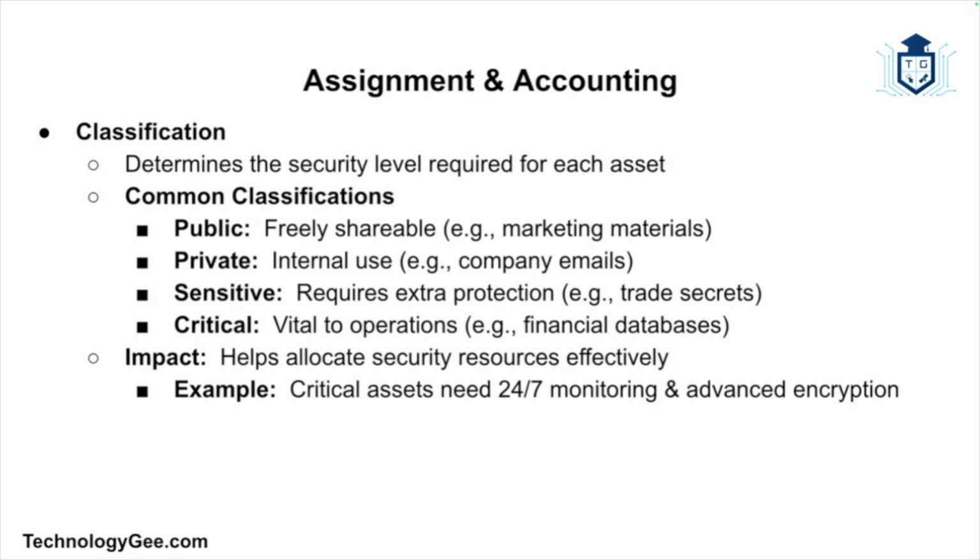And then we have critical classifications. These are assets vital to operations, such as financial databases or network infrastructure. By classifying assets, you can allocate security resources more effectively. Critical assets, for instance, might require 24/7 monitoring and advanced encryption.